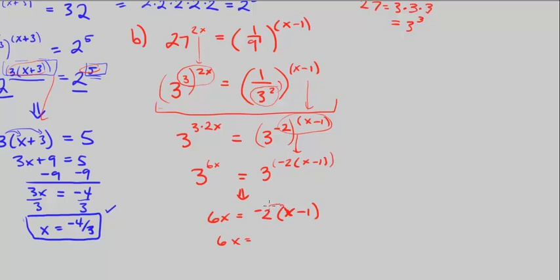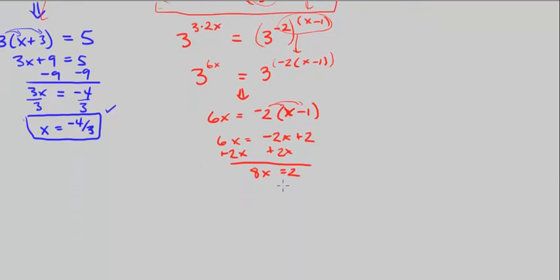6x equals, distribute that -2 in, -2x, -2 times -1 is +2. And let's add 2x to both sides. And we're left with 8x on the left is equal to 2. So let's go ahead and divide both sides by 8. So x equals 2 over 8. We can simplify that. If we divide the numerator and denominator by 2, we get 1 over 4. So this is the answer to part B. X is 1 over 4.